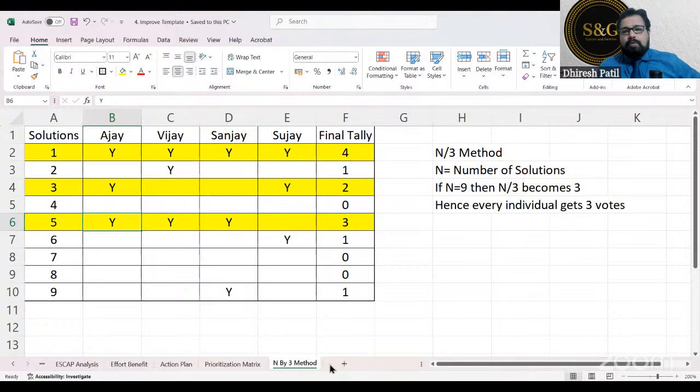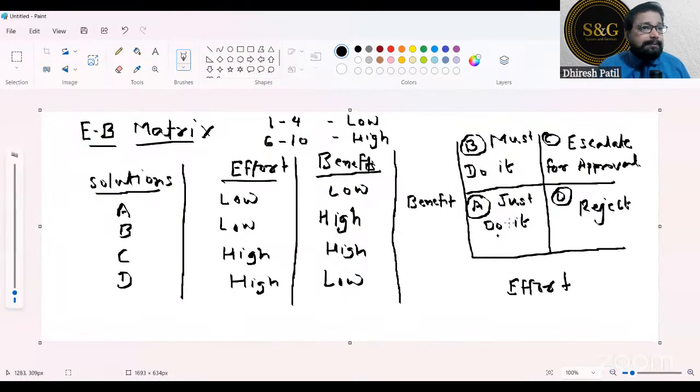Okay. Now, after effort benefit, in the A category and the B category, the just do it and must do it, still you have got 30 to 40 ideas. Still the number is very high. Understand this. Then you can use something like the n/3 method or the weight criteria method as well, to further prioritize it. That also can be done.